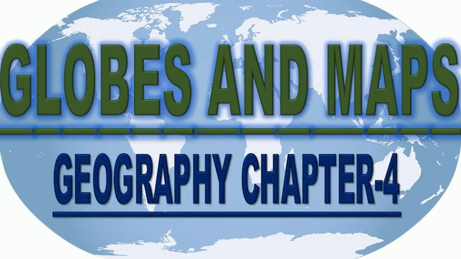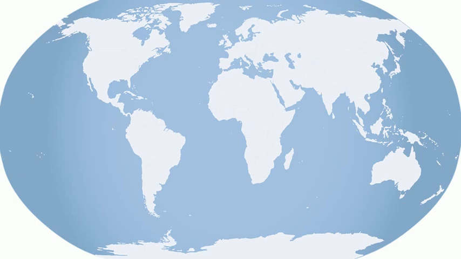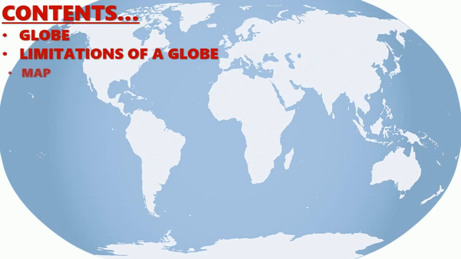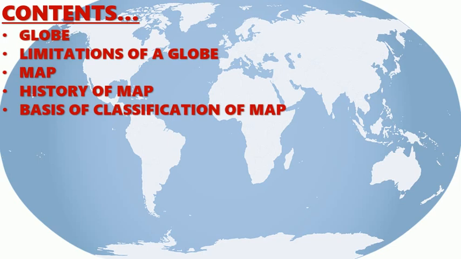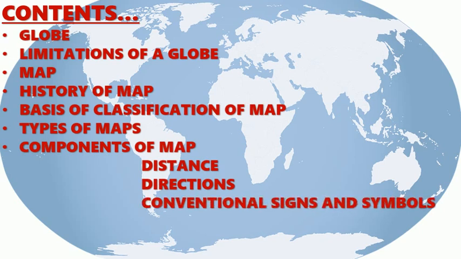In this particular module, we are going to discuss the last two topics, as we have already discussed in the previous module. Till now, we have already discussed globe, its limitations, map, history of map, the basis of its classification, as well as the types of maps on the basis of scale and functions, and the components of map, that is distance, direction, and conventional signs and symbols. And today, as we have already discussed, we'll be discussing sketch and plan. Let us move on to the next slide and see what basically a sketch is.